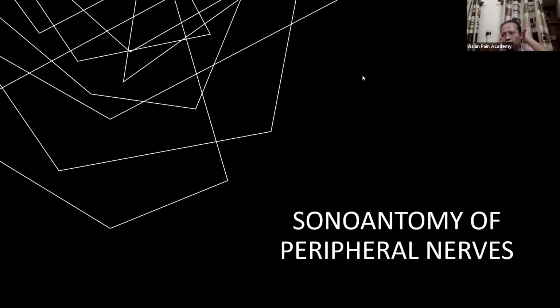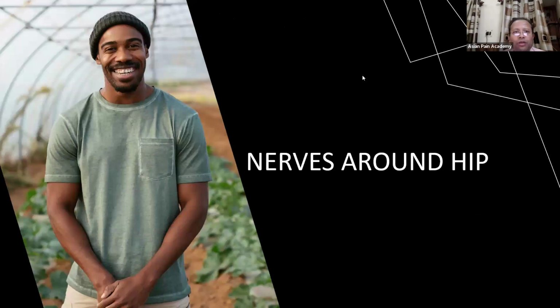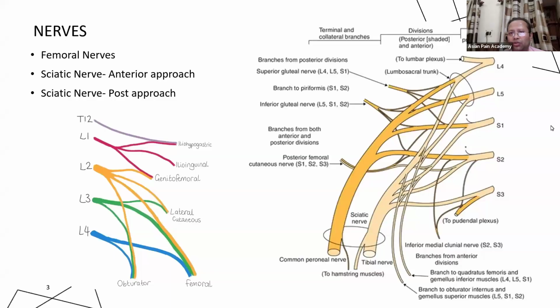Okay. So, sonoanatomy of peripheral nerves. First I am talking about the nerves which are of concern around the hip. You can see the major nerves coming at the hip region. In the front side, there are two nerves. One is the femoral nerve, and on the medial side it is the obturator nerve, and posteriorly it is the sciatic nerve.